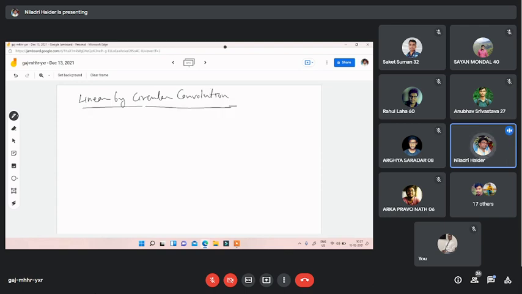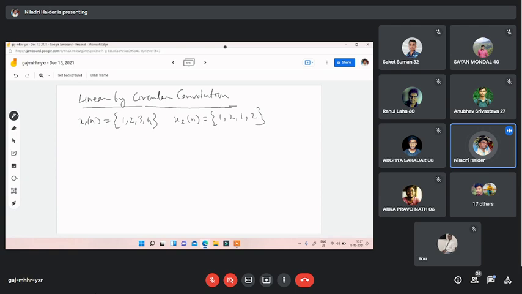Linear by circular convolution means you have to do the linear convolution, but the method you will use is the circular convolution method. Suppose, just consider one example. x1n is given 1, 2, 3, 4. x2n is given 1, 2, 1, 2. You have to do the linear convolution between these two.